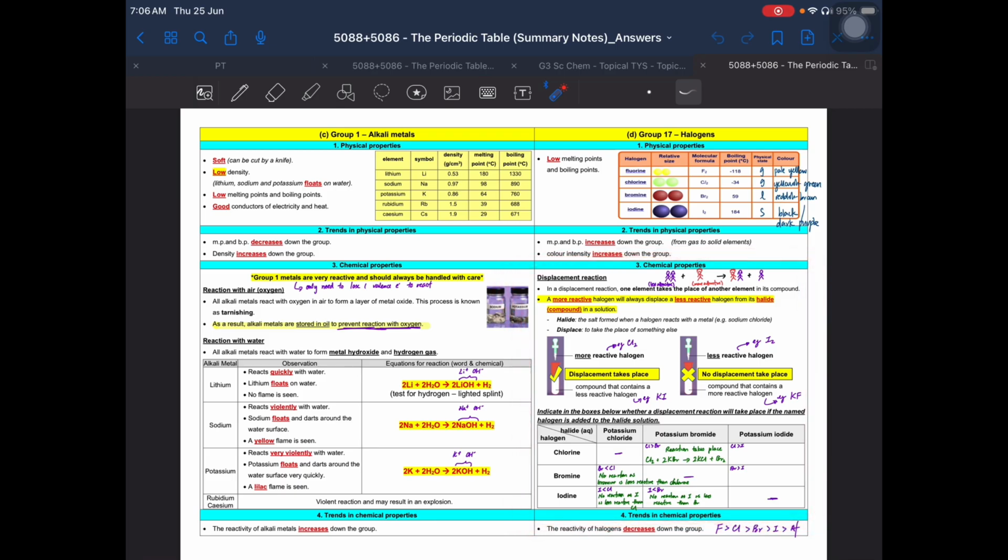Okay, if not, that's all for the summary on periodic table. The next step is to then practice the questions that is presented to you in the worksheets or in the topical 10 series. Thank you.